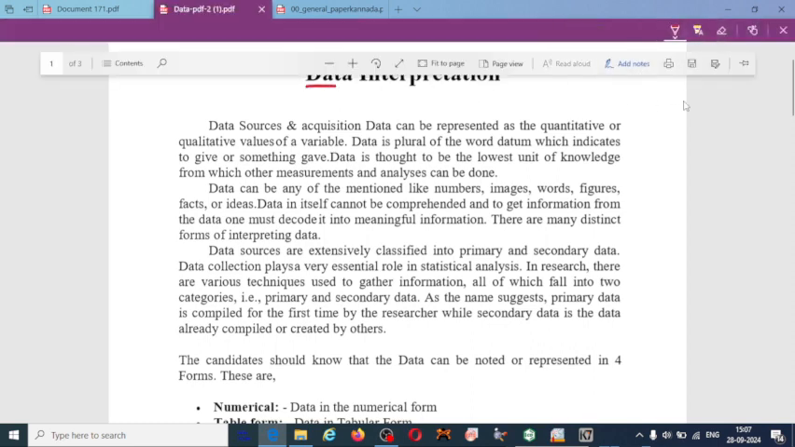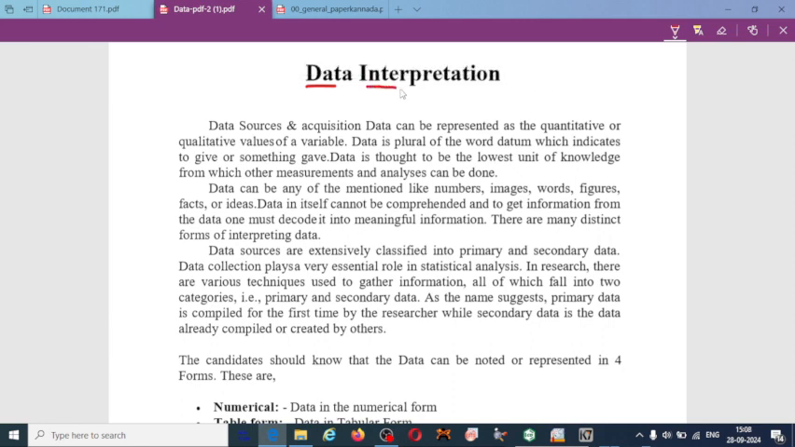So here first we should know what is data and how you can interpret it. Data sources and acquisition: data can be represented as quantitative or qualitative. You can take it in numbers or quality of the data values, qualitative and quantitative values of a variable. Data is the plural of the word datum, which indicates to give or something given. So data has originated from the word datum, which indicates something that has been given.